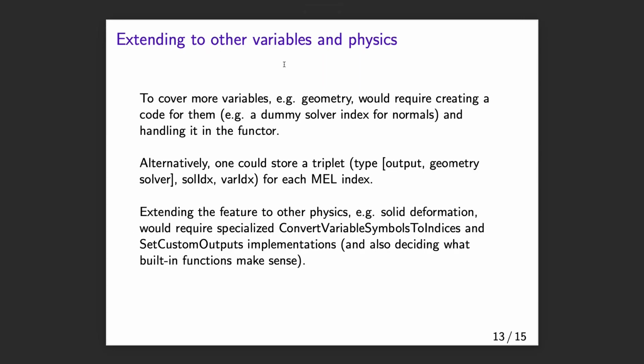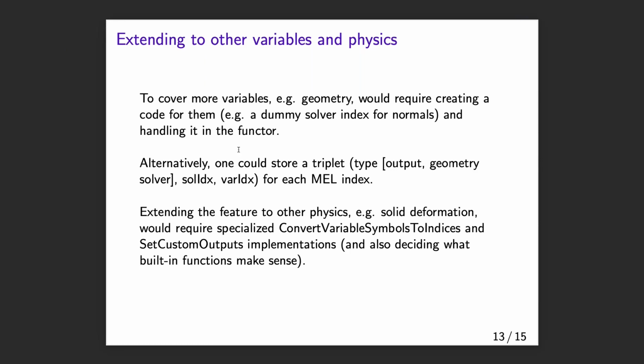So you might be wondering how to extend this to other variables or other physics. To cover more variables like geometry would simply require creating some integer code for them. So you could imagine, for example, having a dummy solver index for the geometry normals, and then handling this in that functor in a very similar way to what was done. So if the solver index is equal to this dummy solver index for geometry, you would know that you'd need to go to the normal vectors instead, or to the coordinates, and so on.